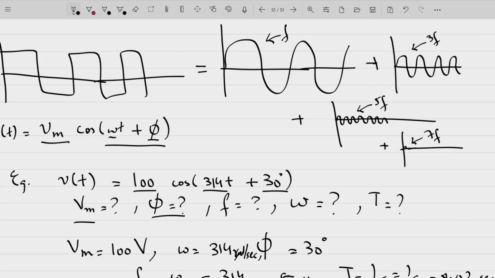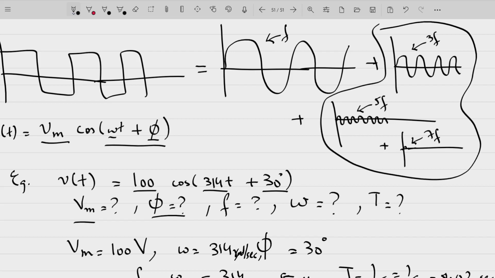is your fundamental frequency f, then you'll be having another sinusoidal function of frequency 3f, then 5f, then 7f. So all of these other sinusoidal functions, they are known as actually harmonics. So what are harmonics? They are actually sinusoidal functions having the frequency of multiples of the fundamental frequency.